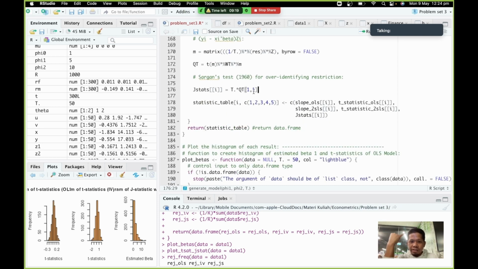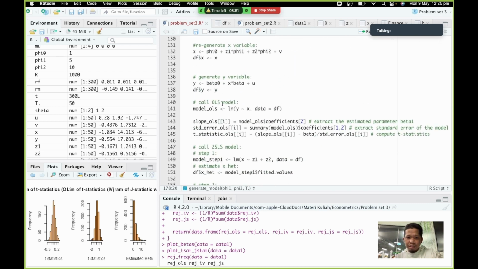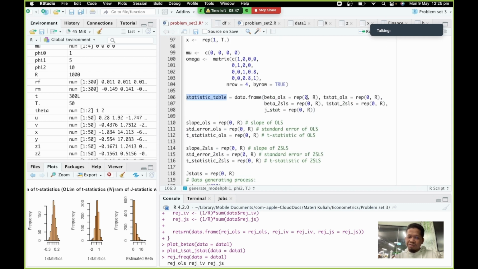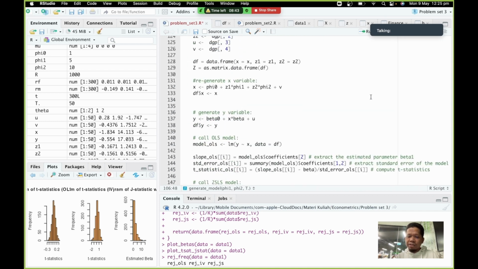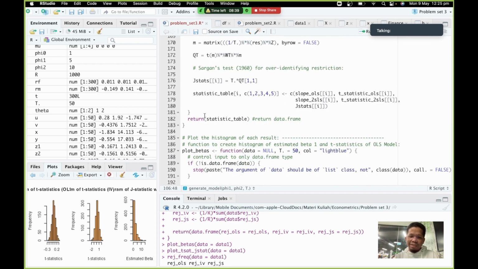So far we have got the beta estimate for OLS, we have got T for OLS, we have got beta for 2SLS, we have also got the T for 2SLS, and we have got the G-stat. And all of that are the required parameters in order to continue with the problems, right? So again, I put all of the parameter values in this statistic table, which is nothing but what we have defined before. That is why the value 0 here, we want to replace all of them with the values that we generate from the estimate. So again, we return the data frame here, and that's it. We've got what is required for problem number 1.